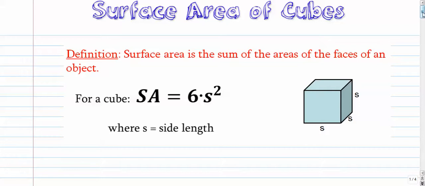And again, when you think of surface area, I want you to think of, if you had to paint this cube, how much paint do you need? If you had to wrap this present or something, how much wrapping paper would you need?